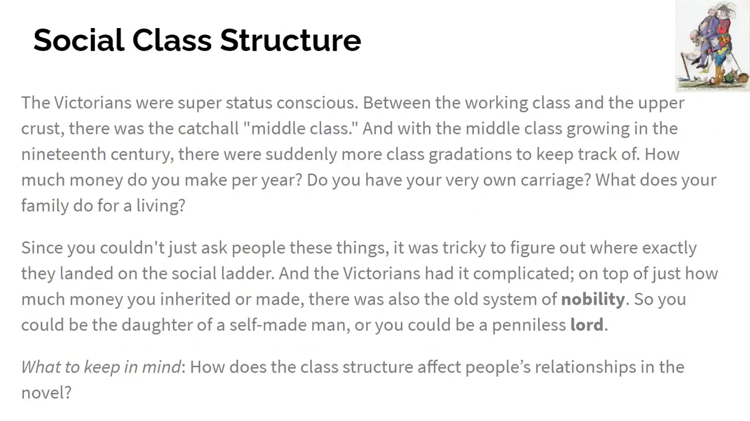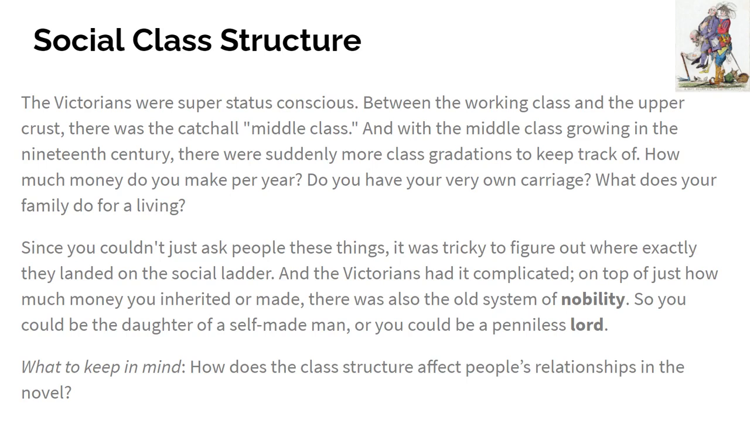Another characteristic of Victorian literature is social class structure. Many Victorians were super status conscious. They thought a lot about who they were in relation to who everyone else was. And you'll see this particularly in books by Jane Austen. A classic example of this is Mrs. Bennet, who behind the scenes wants to find out everything she can about people.